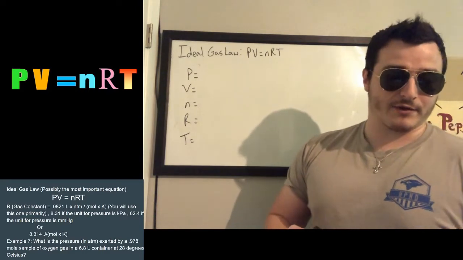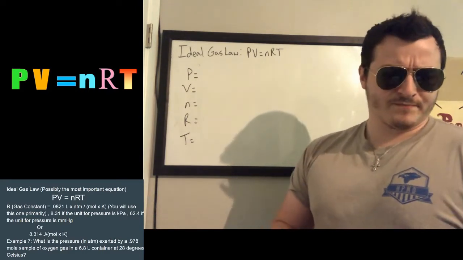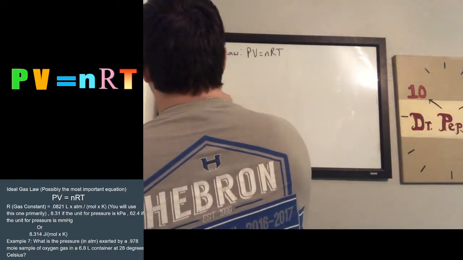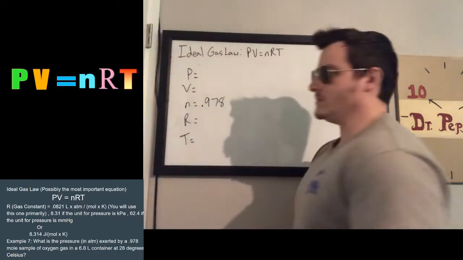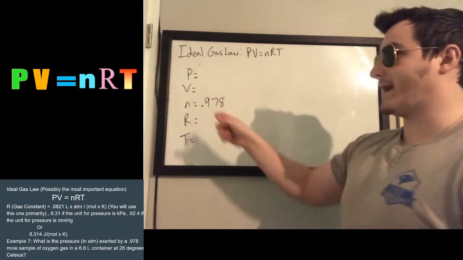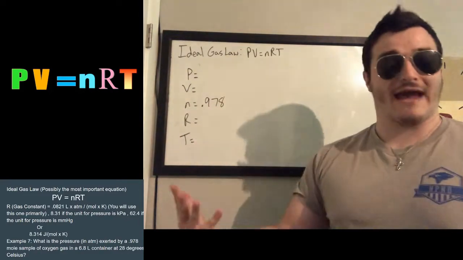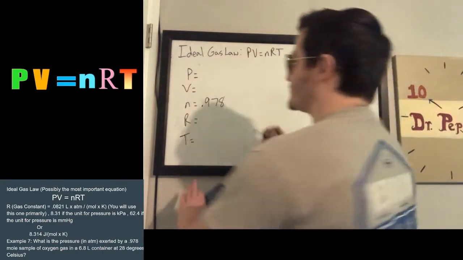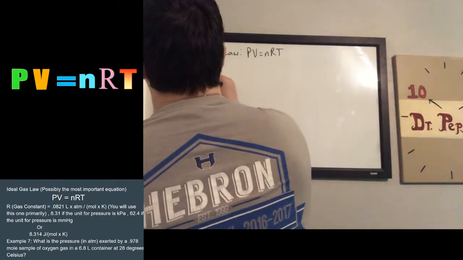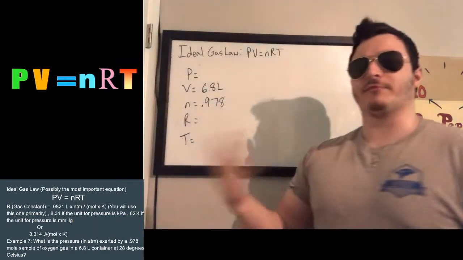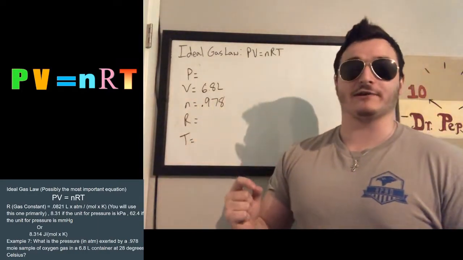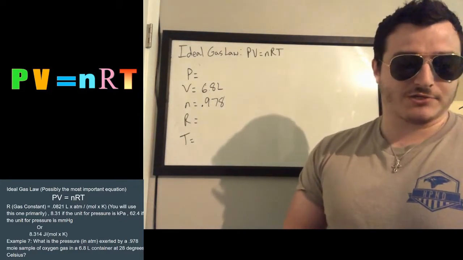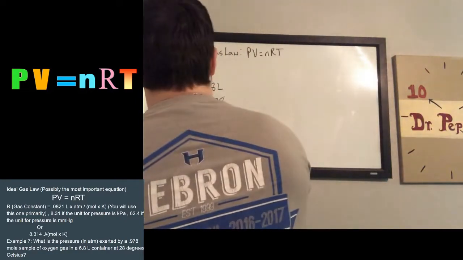So let's go ahead and write down what we got. We're looking for the pressure, and we have 0.978 moles. Moles is your amount of gas. It must be in moles. If it's in grams, you have to convert it. Of oxygen gas in a 6.8 liter container, so that's our volume. As we said in the clip before this, your volume must be in liters because your ideal gas law constant also includes liters. At 28 degrees Celsius.